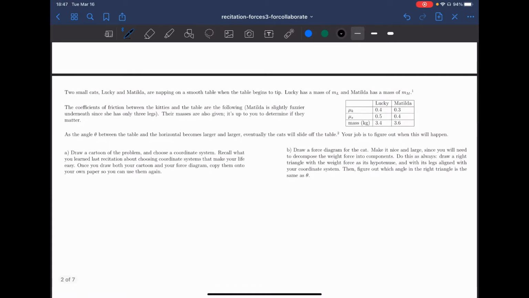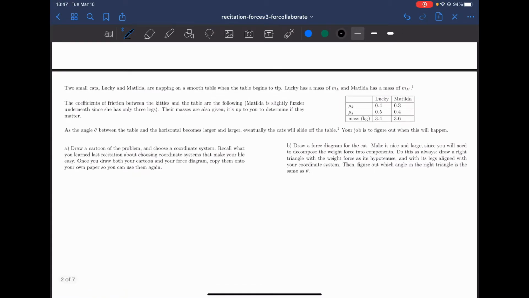So the first problem has to do with two small cats, Lucky and Matilda, and they are sitting on a table that has some friction associated with it, and we start to tilt the table. We're interested in the point where the tilting angle becomes such that they will start to slide, as we'll see later on in this problem.